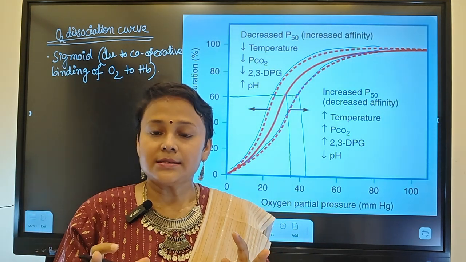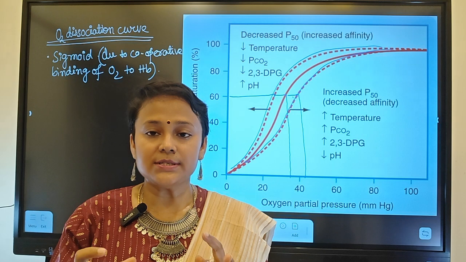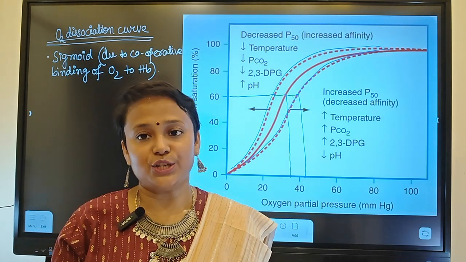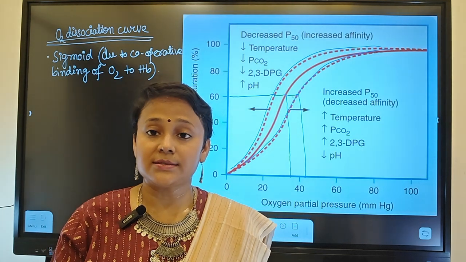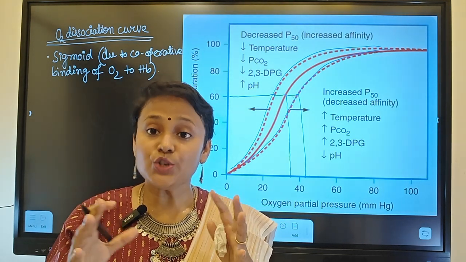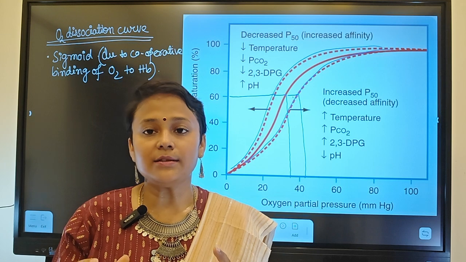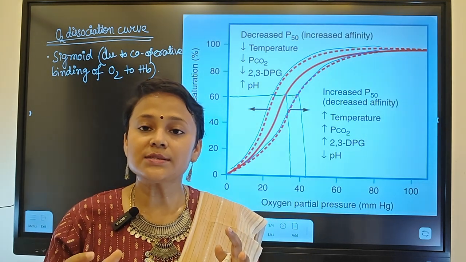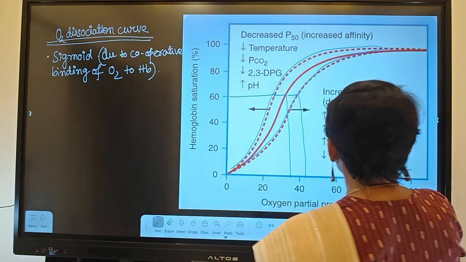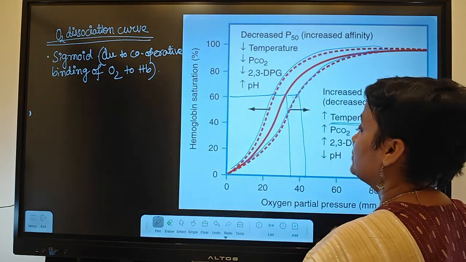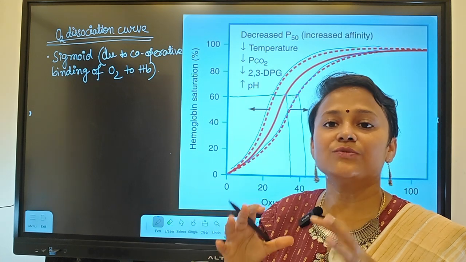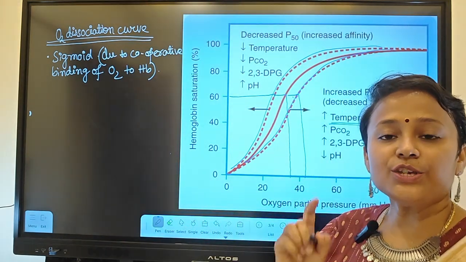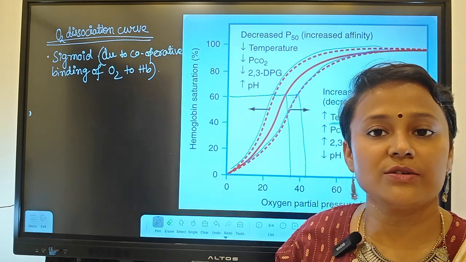Now, which condition will help to decrease the affinity, to shift the curve to the right side? Decreased affinity means the dissociation of oxygen from hemoglobin will be very easy. Where is it required? In the tissue. So remember that tissue conditions always lead to the decrease of affinity. What are the tissue conditions? First of all, temperature. We know that lungs will have ventilation, so the temperature will be low compared to tissue. So high temperature.